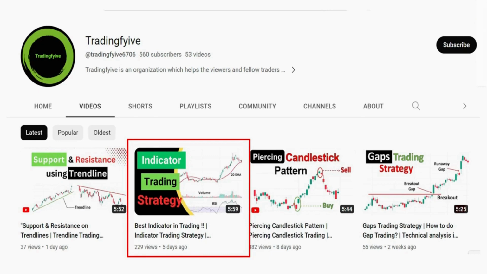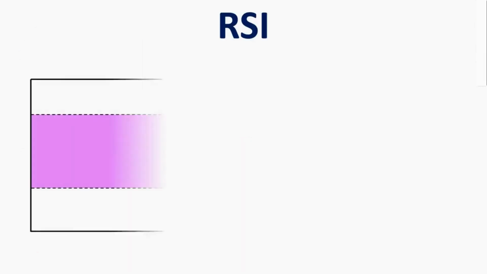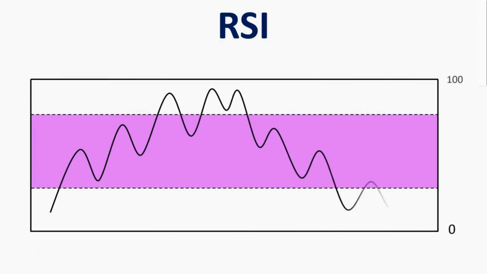Alright, so let's start with this video and let us first understand what RSI is. RSI is a type of indicator that oscillates between 0 and 100. That means this indicator moves between 0 and 100 and it cannot go below 0 or above 100. By understanding different levels of RSI, or you can say different zones of RSI, you can analyze whether the momentum in the market is bullish or bearish.